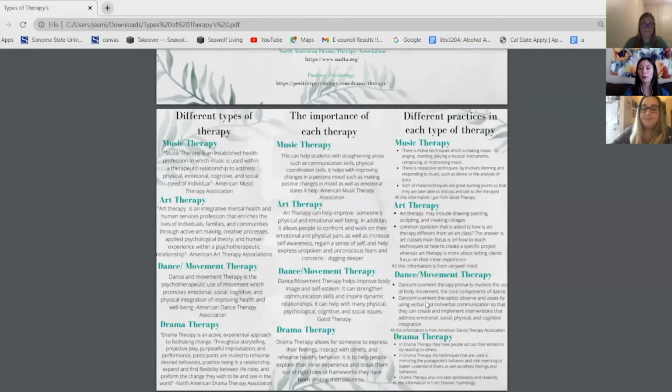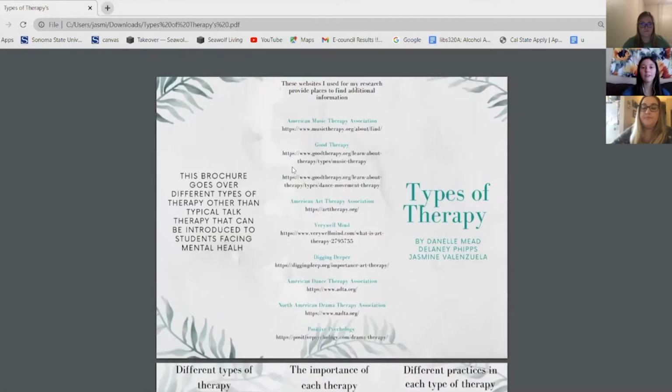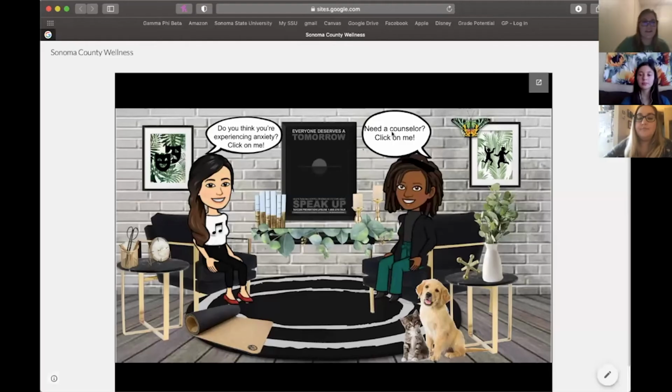And we focused on 4 types of therapy because there's multiple. But the ones that we focused on were music therapy, art therapy, dance and movement therapy, and drama therapy. This brochure goes over the different types of therapy, the importance of each therapy, and the different practices that they do in those therapies. We also have different websites that they can go to for more information, as well as to find a therapist.